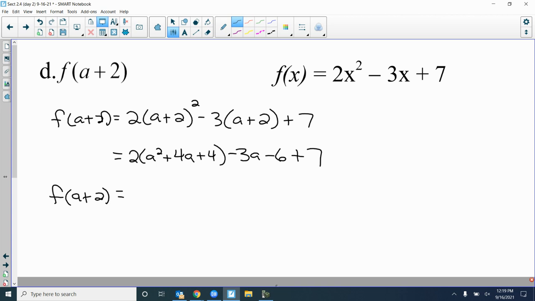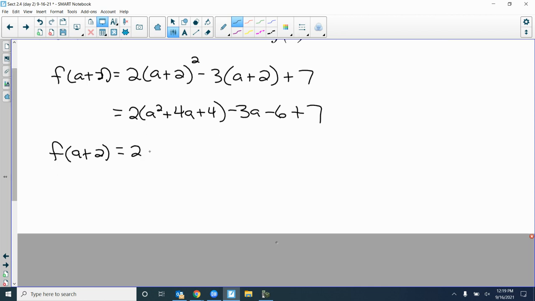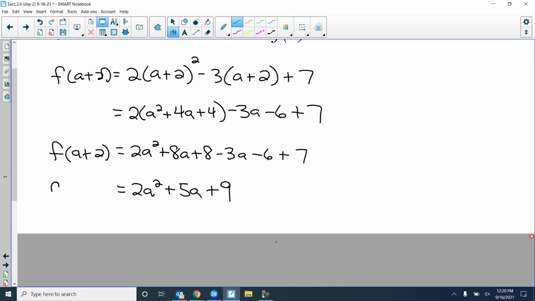So I get 2a squared plus 8a plus 8 minus 3a minus 6 plus 7. And so I get 2a squared plus 5a, positive 2 plus 7, 9. So f of a plus 2. So you substitute the expression in, it's still going to be in a quadratic form.